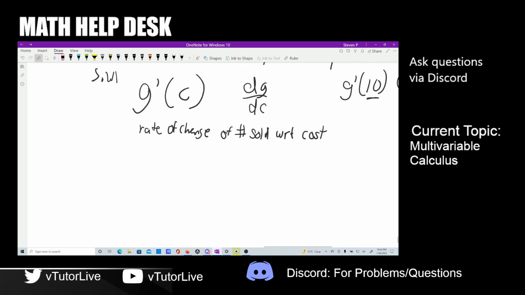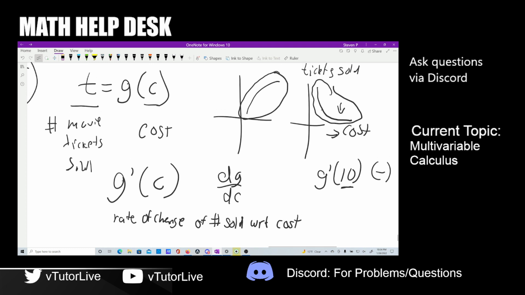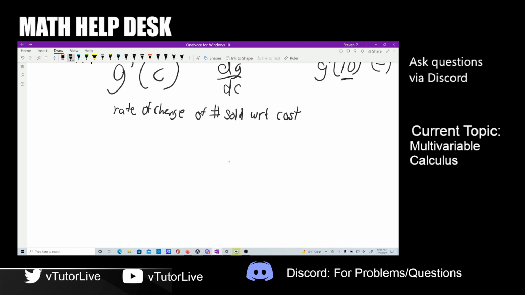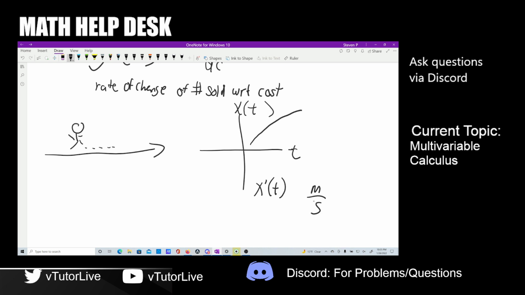Would the units for that problem be tickets per dollar? Yes, that's exactly right. Tickets per dollar. And maybe it's worth drawing an analogy to position with respect to time. If you have time and a position on the x-axis, imagine someone walking along the x-axis. If x position is in meters and t is in seconds, then x prime of t is their velocity, which is measured in meters per second.